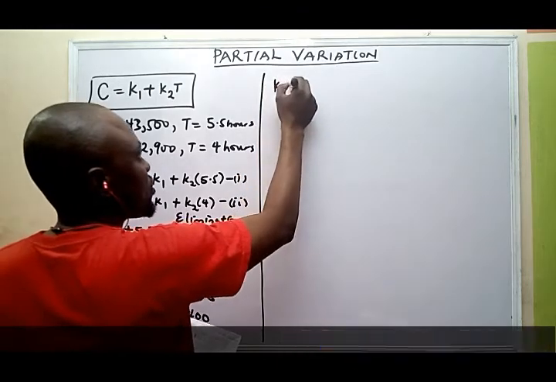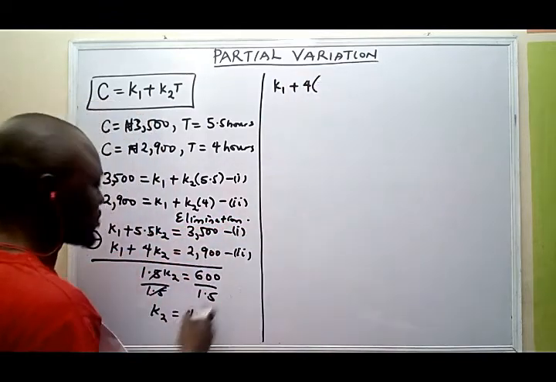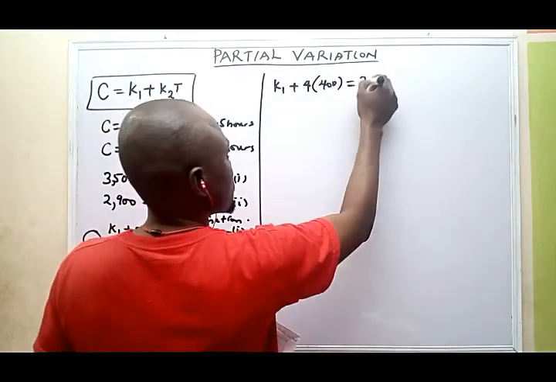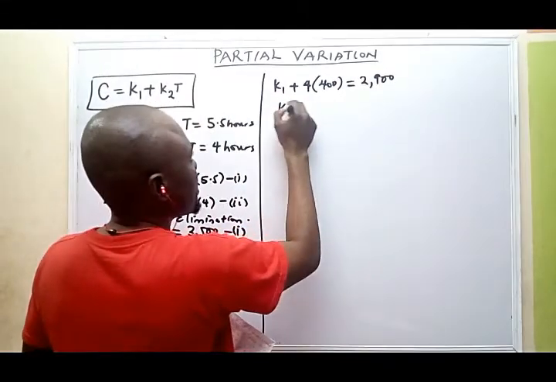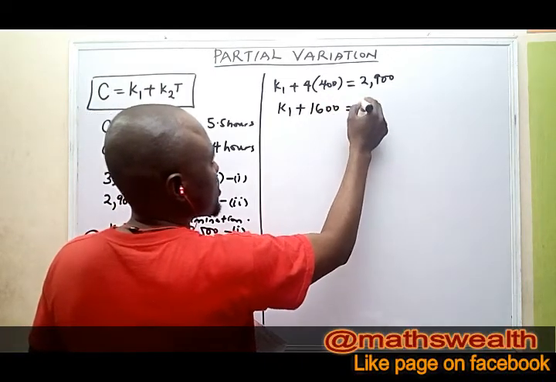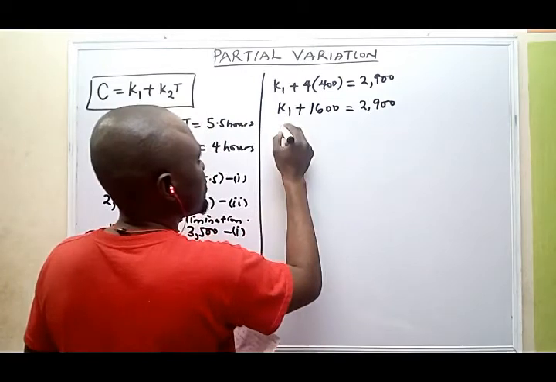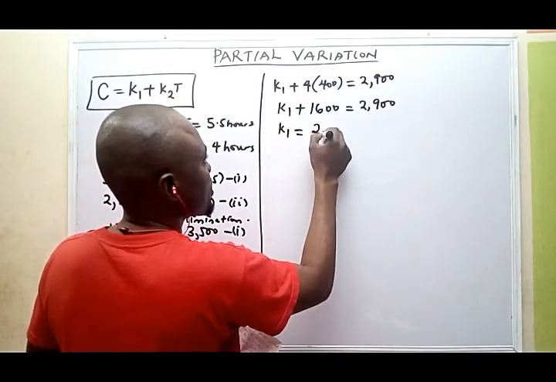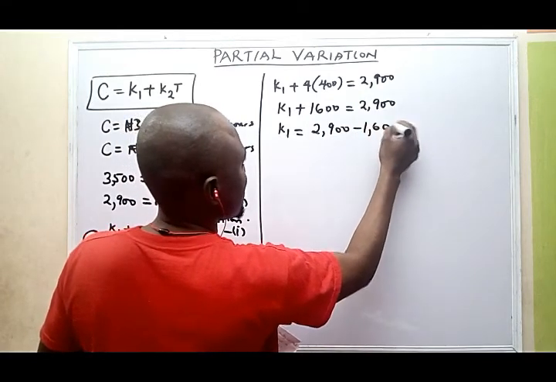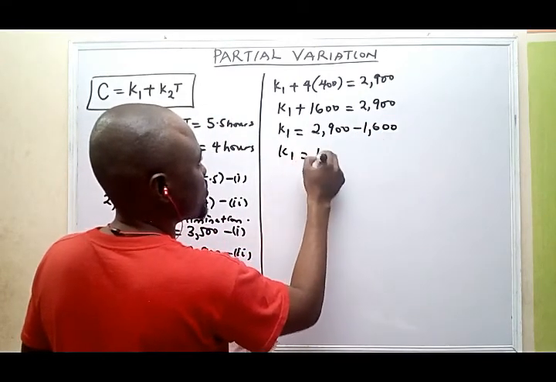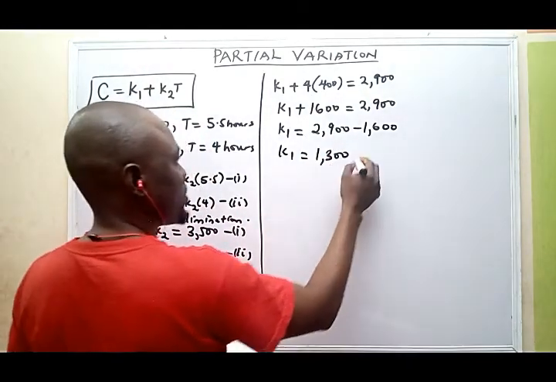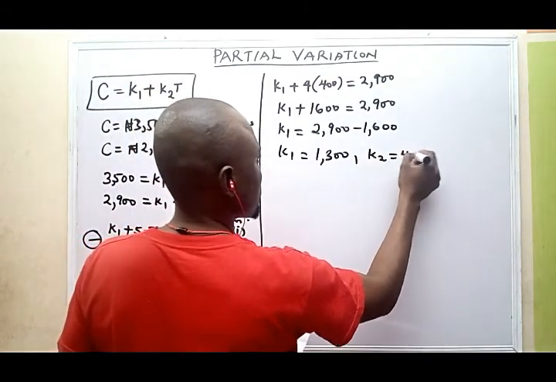So k sub 1 plus 4 bracket k sub 2, where k sub 2 is 400, equals 2,900. So k sub 1 plus 4 times 400, which is 1,600, equals 2,900. So k sub 1 will be 2,900 minus 1,600, which would be 1,300. So k sub 1 is 1,300, k sub 2 is 400.